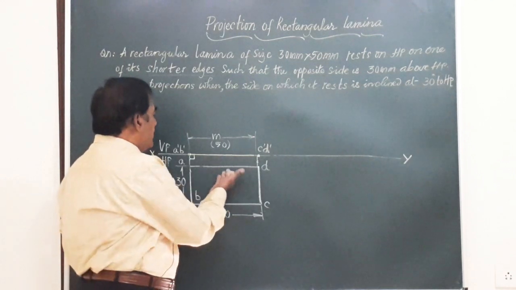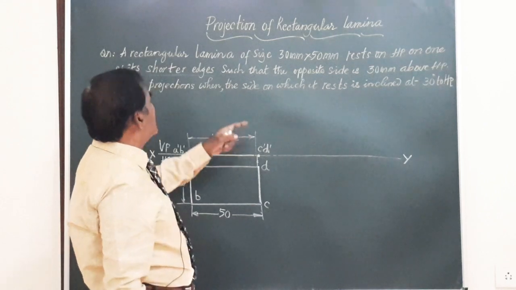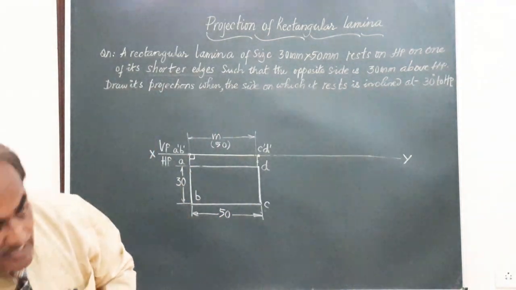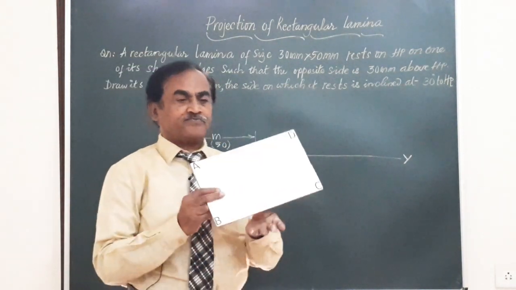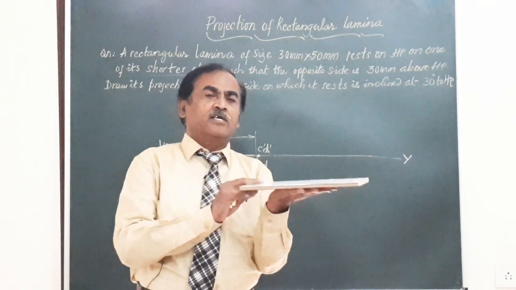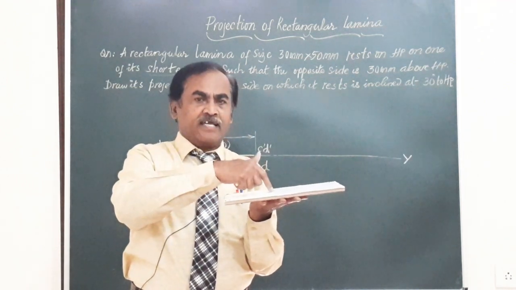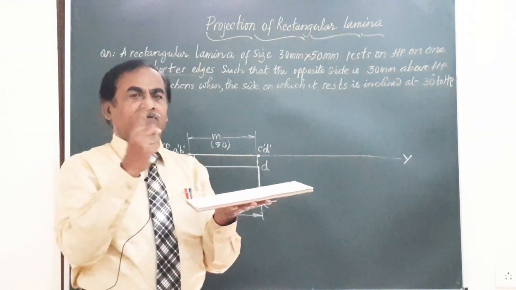Friends, the lamina is resting on HP. This is the front view, and the top view is a rectangle. Now he says it is resting on one of its shorter edges such that the side opposite to that is 30 mm above HP. Friends, this is the lamina we have got. It was resting like this, and we were able to get the top view, the rectangle ABCD, and the front view, the line as shown in the figure of length M.